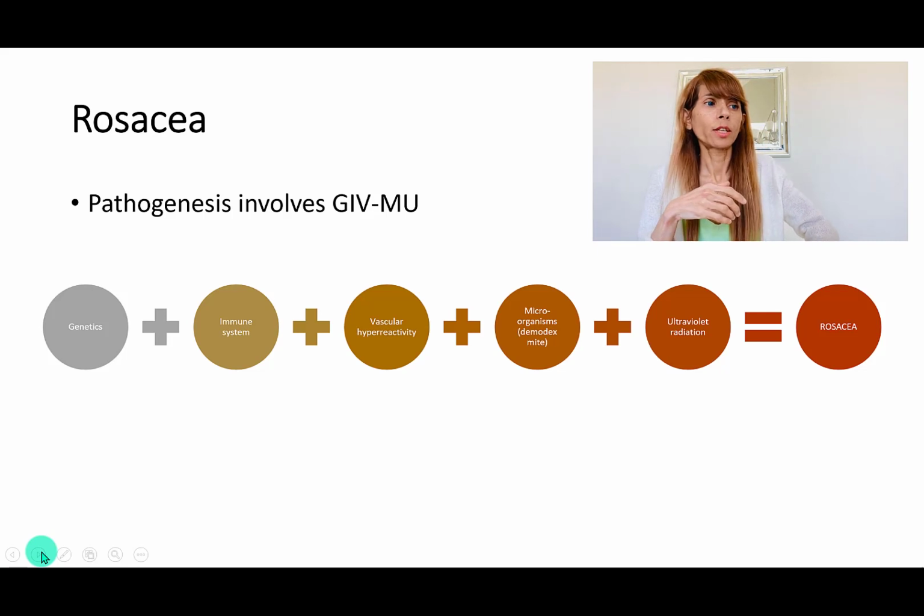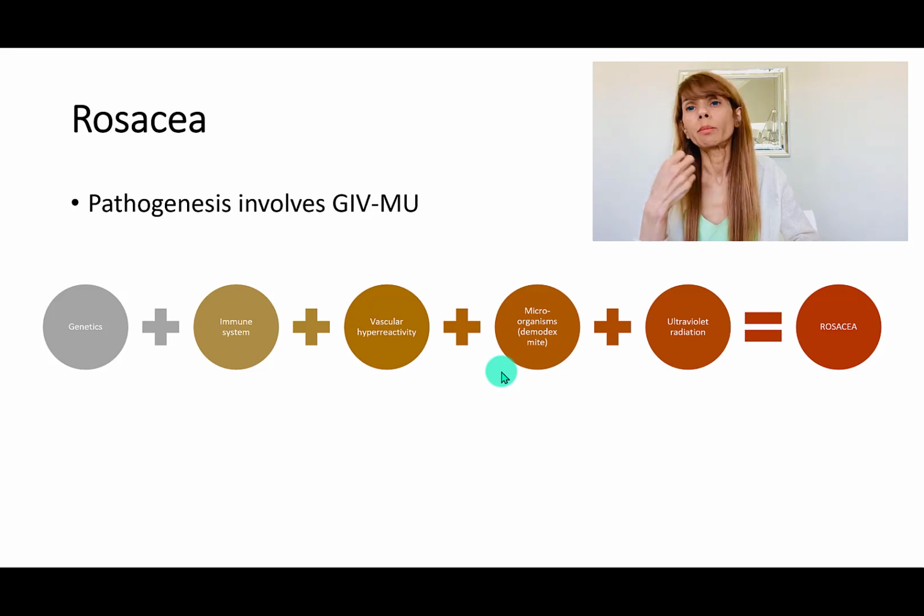The pathogenetic factors that lead to rosacea, you can remember with this mnemonic, GIVE MOVE: genetic, immune system dysregulation, and vascular hypersensitivity or hyperreactivity. Then there are microorganisms, for example Demodex, which is a mite. Therefore, we can use the scabies treatment, which is ivermectin, for this condition.